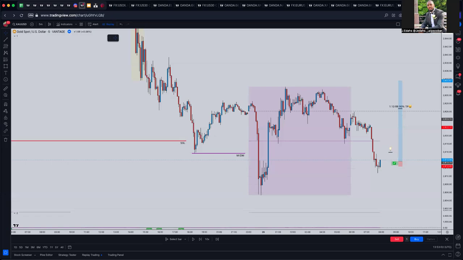Okay, guys, another trade breakdown for you. We're going to be looking at gold today. I'm just going to break this down. So, before we actually move on, I just want to show these two images.